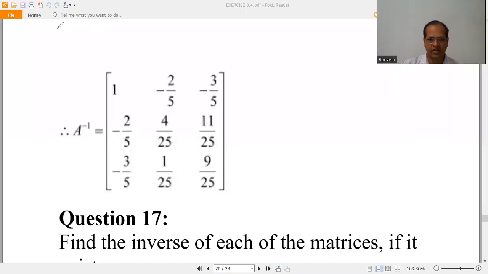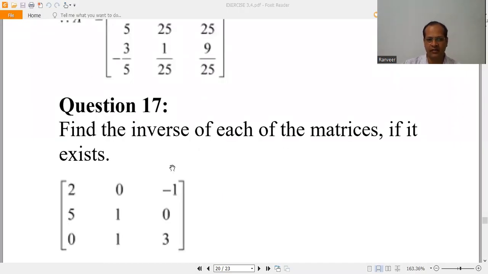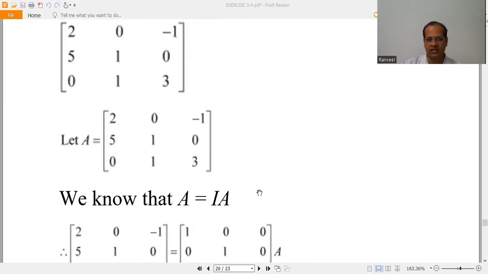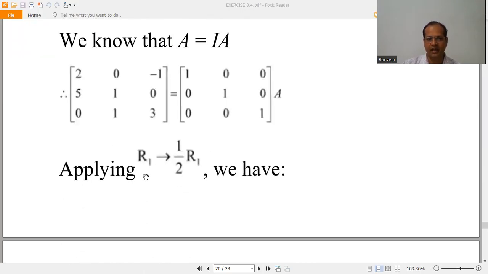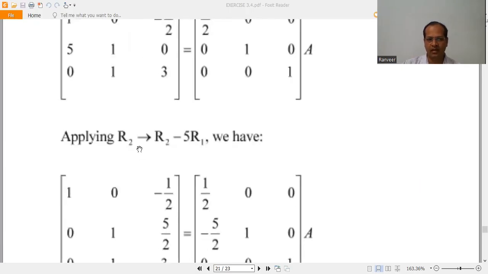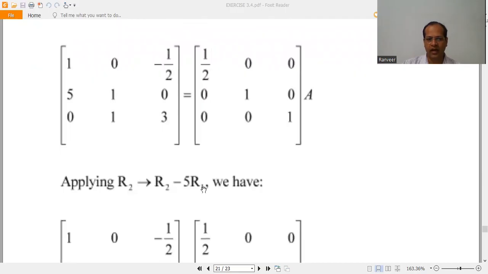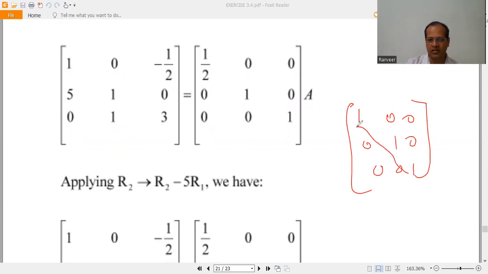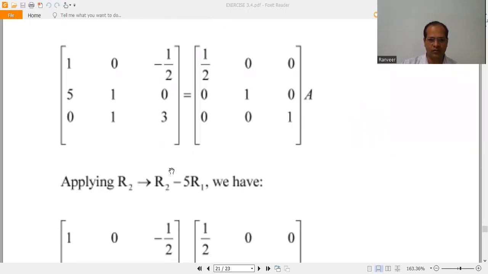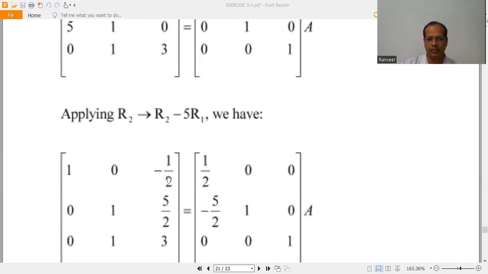Now question number 17, find the inverse of the matrix if it exists. This is also the same operation we have to apply. R1 by 2, and in the second row, R2 minus 5 R1, because the most important thing is you always have to bring 1 0 0, 0 1 0, 0 0 1. Always remember how to bring this. For that we have to apply different operations in the row. So this is the value.